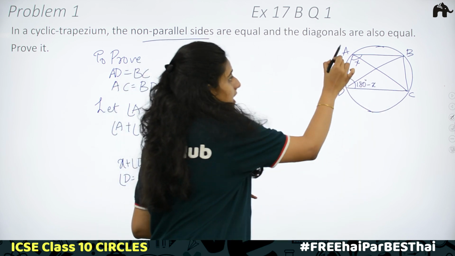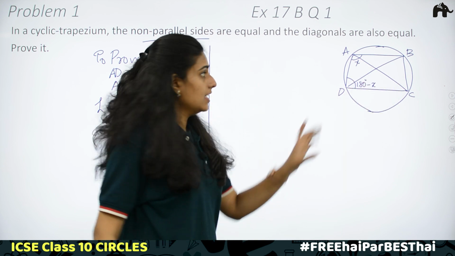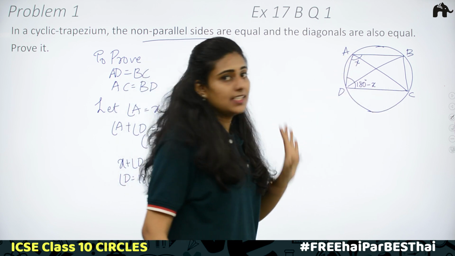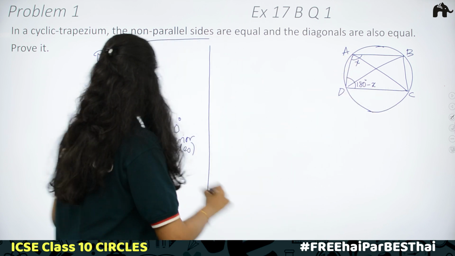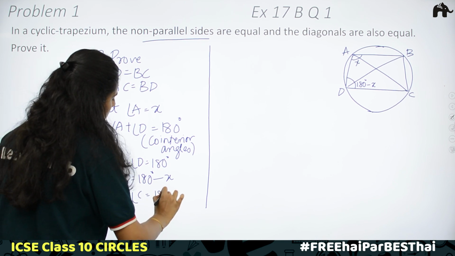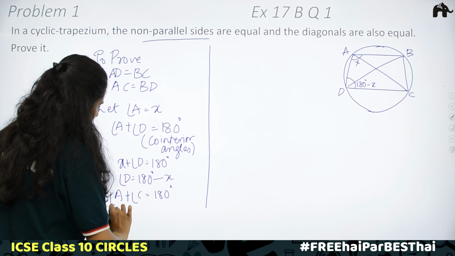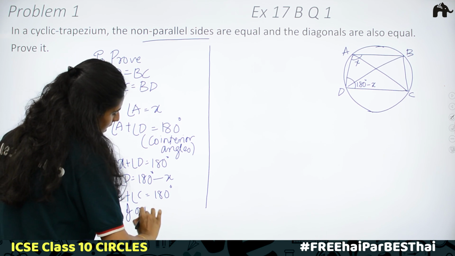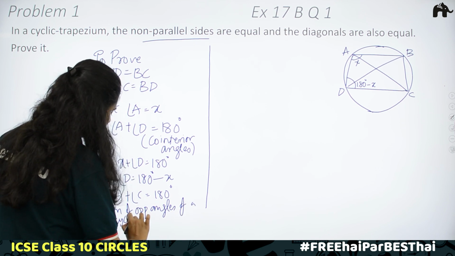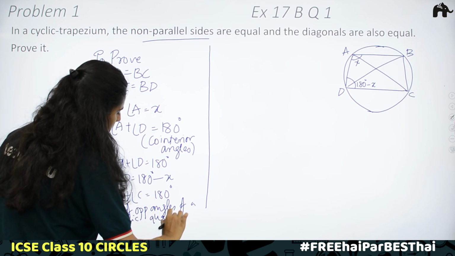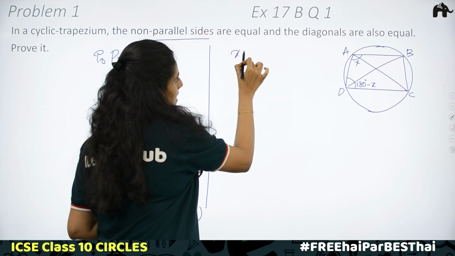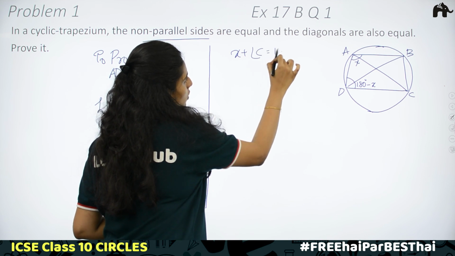Is there any relation between A and C? This is a cyclic quadrilateral. For a cyclic quadrilateral, we know that the sum of opposite angles is 180 degrees. Therefore, we can write angle A plus angle C is equal to 180 degrees. Reason: sum of opposite angles of a cyclic quadrilateral is 180 degrees.